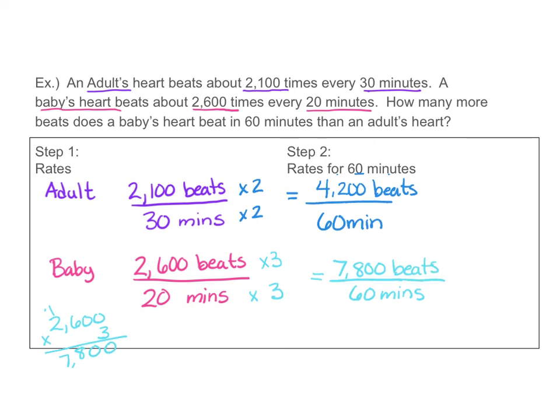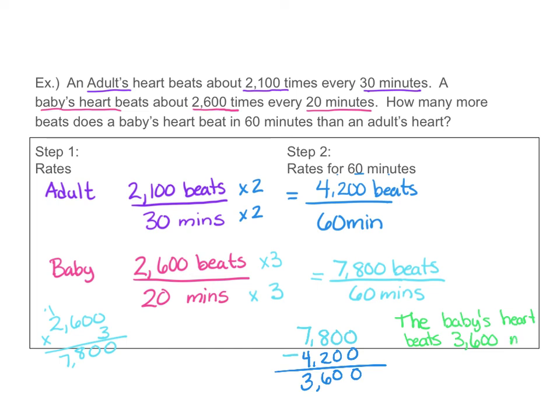But my final question says, how many more beats does the baby's heart beat? That means we need to subtract the 7,800 beats from the 4,200. So I have 7,800 minus 4,200. So I have 3,600, right? I'm going to use the question to answer: the baby's heart beats 3,600 more beats in 60 minutes.